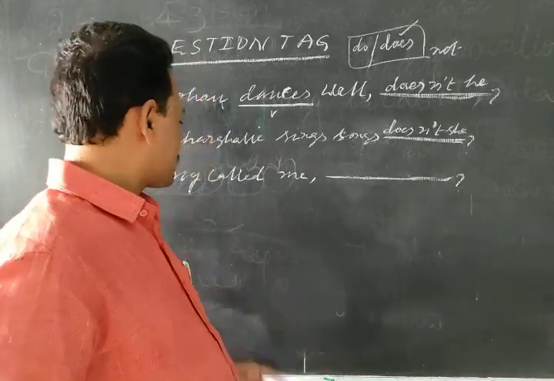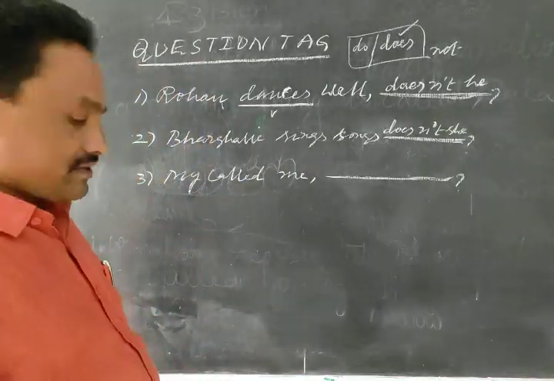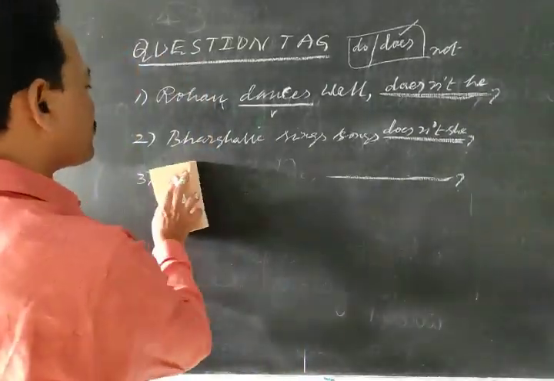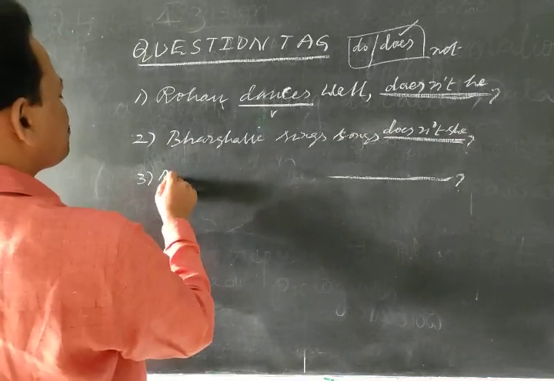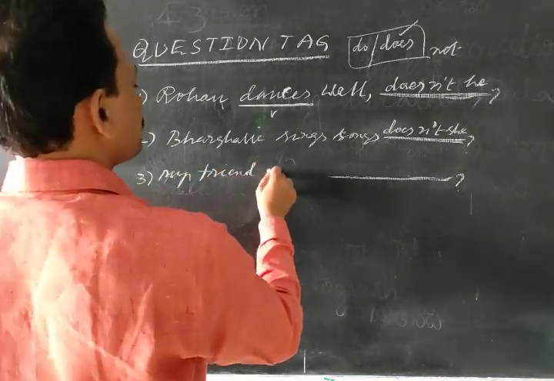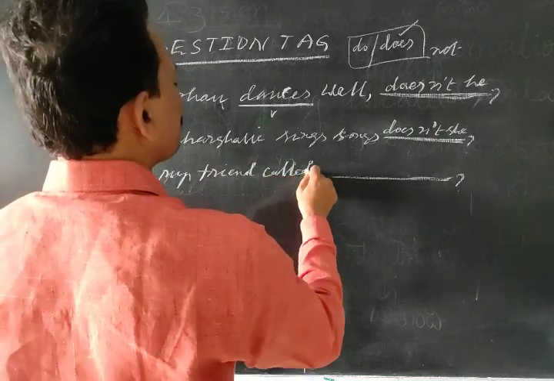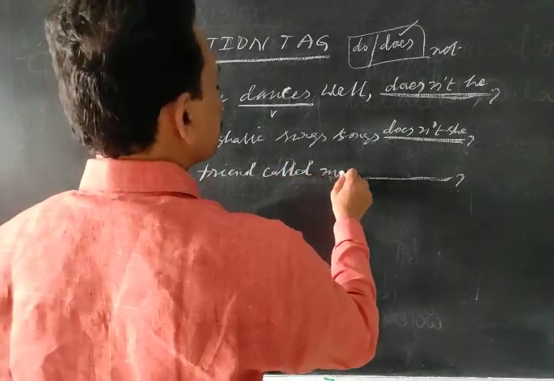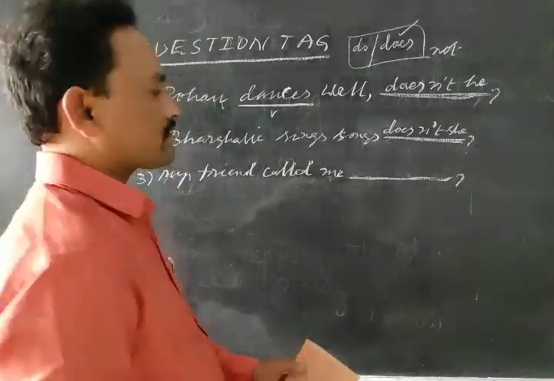Now that is complete. Then my friend called me. My friend called me. You observe this sentence, my friend called me.